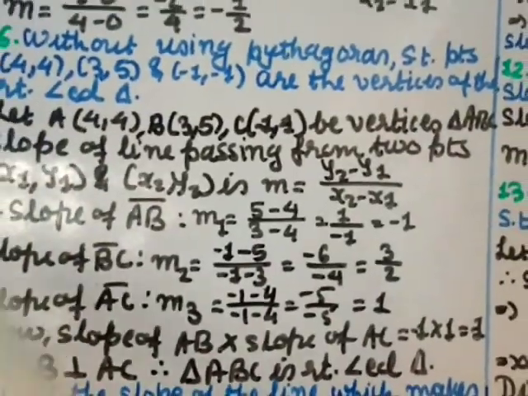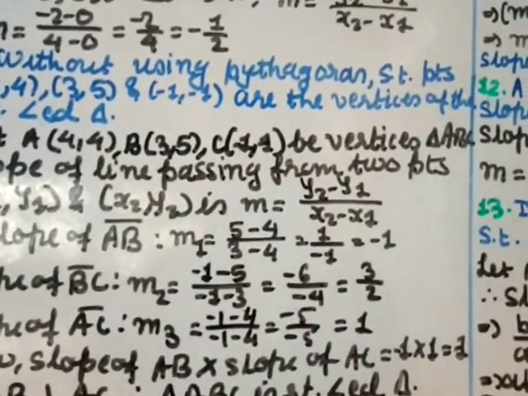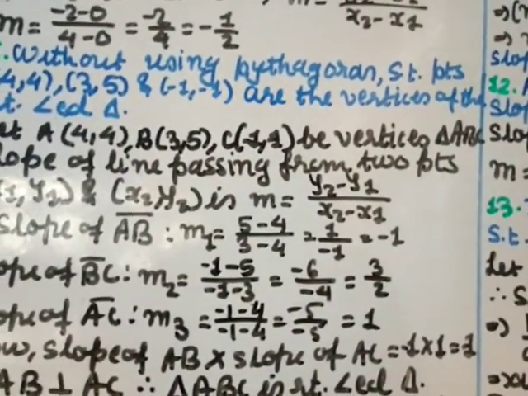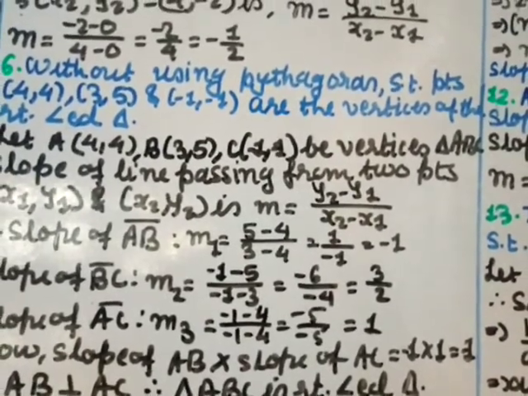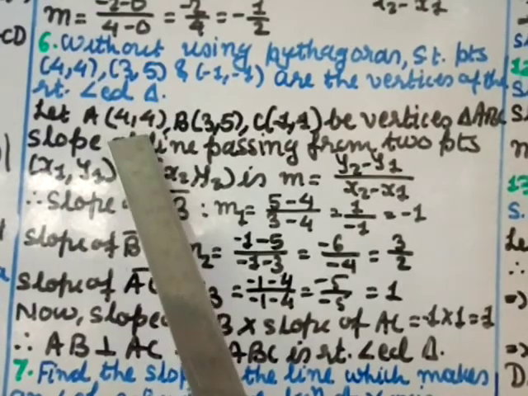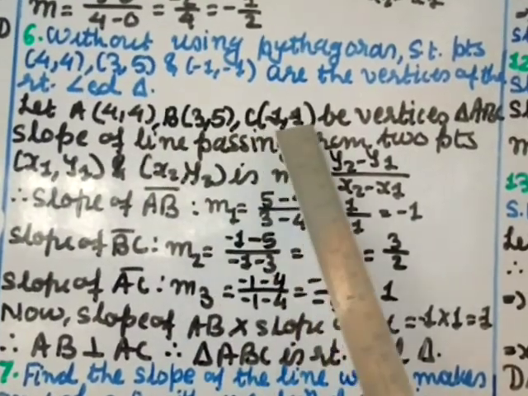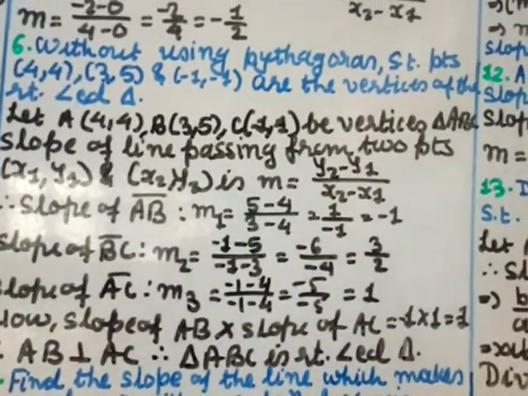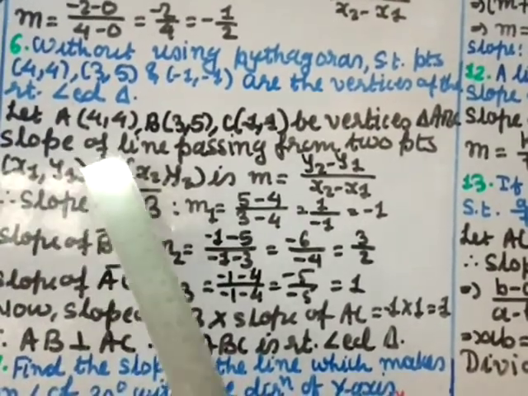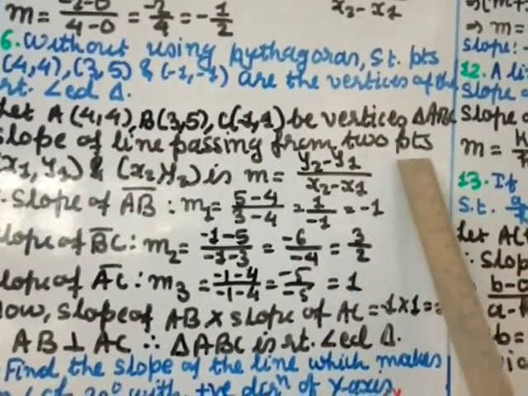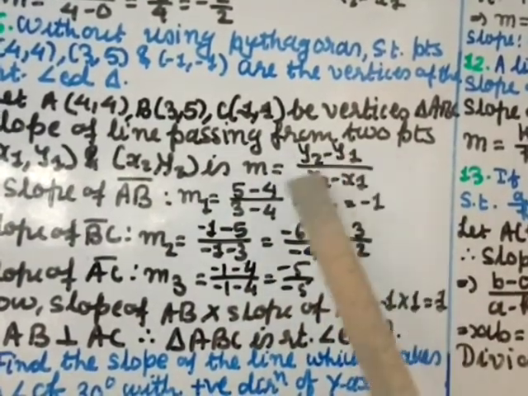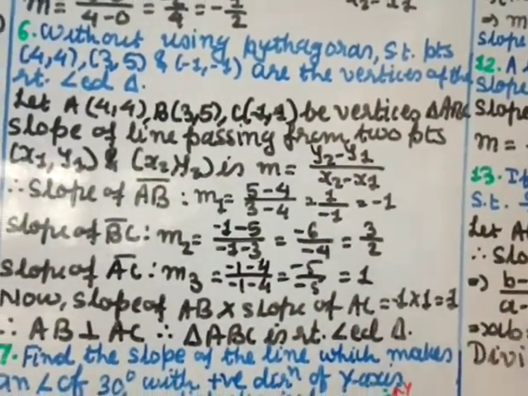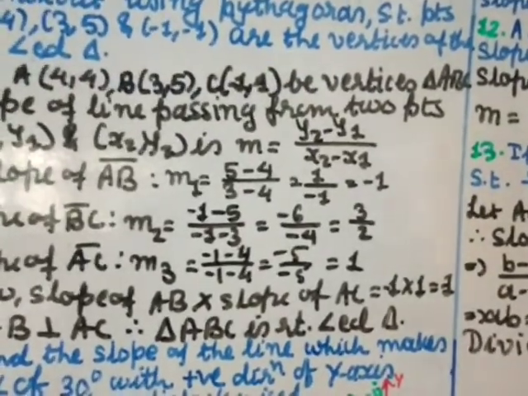Question number 6. Without using Pythagoras, show that points (4, 4), (3, 5), (-1) are the vertices of the right angle triangle. Let A (4, 4), B (3, 5), C (-1) be vertices of triangle ABC. Slope of line passing from 2 points x1 y1 and x2 y2 is given by m is equal to y2 minus y1 divided by x2 minus x1. So this is the formula of slope of the line when 2 points are given. Okay, which I used here also.